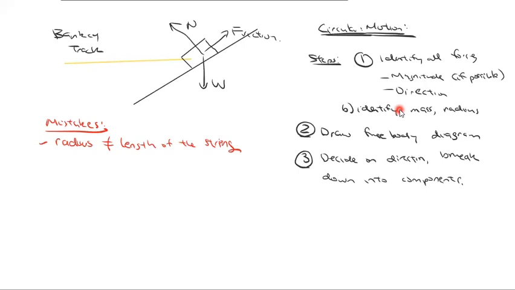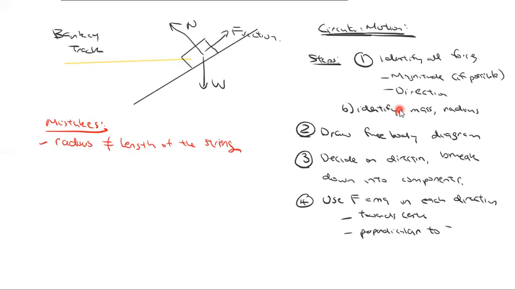Okay, and then once you've done that, your job is to basically use F equals ma in each direction. The directions will be one towards the center, and the other always perpendicular to that. There are two options with that, but usually you'll be going vertical and horizontal. Do your analysis separately.